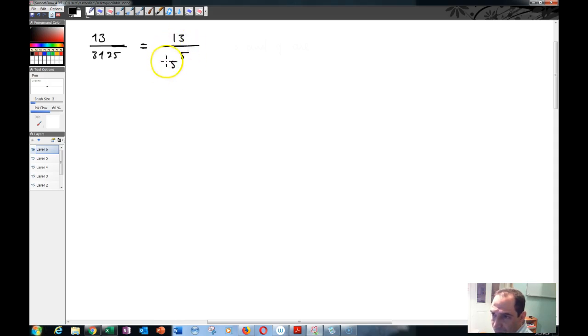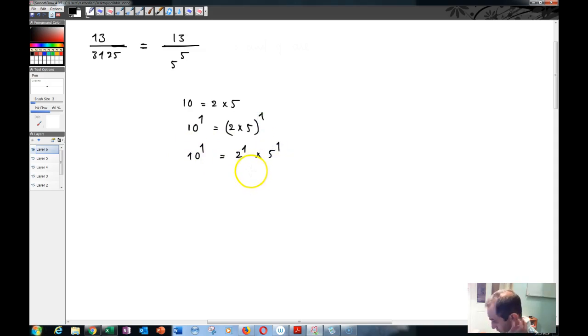5 factors of 5 over here, in order to get basically, you know that 10 is equal to 2 times 5, meaning that 10 raised to the power 1 is equal to 2 times 5 raised to the power 1. And what that means is that 10 raised to the power 1 is equal to 2 raised to the power 1 times 5 raised to the power 1. Okay?